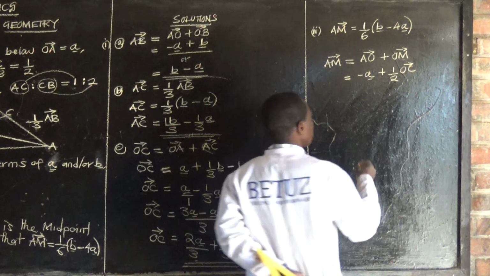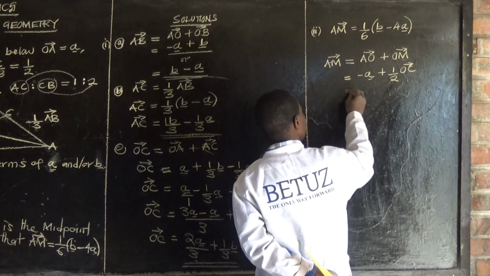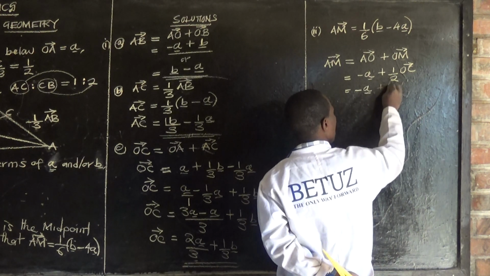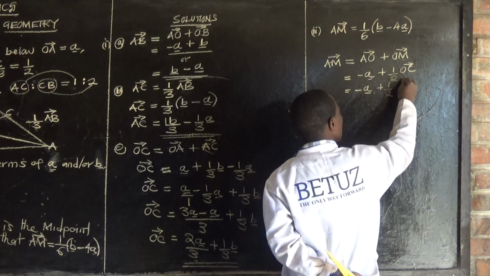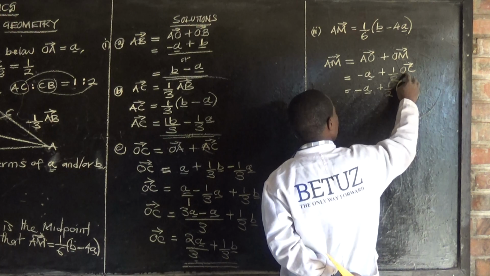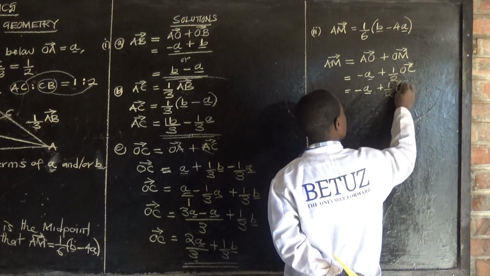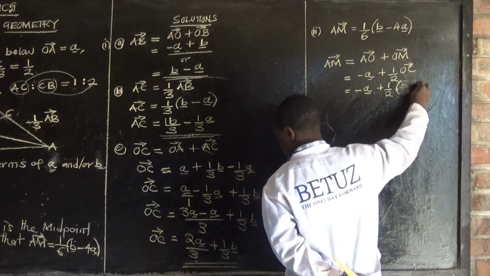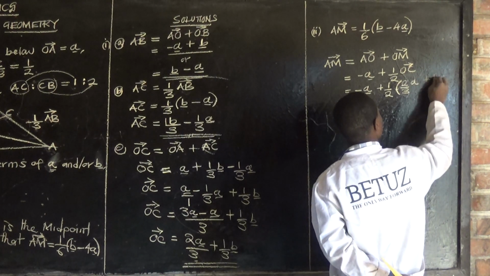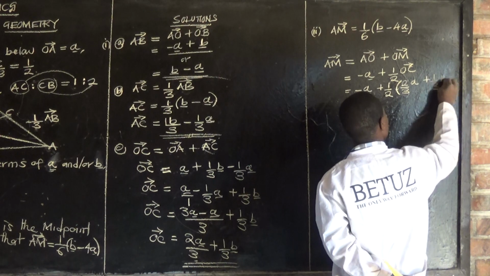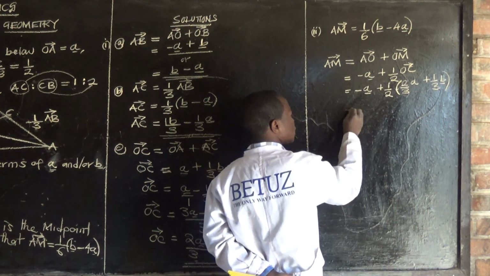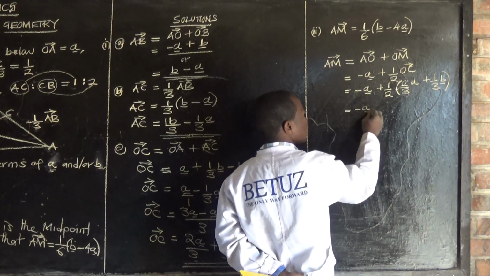So let's try to work out this one. So negative A, then plus 1 over 2. What is our OC, people? OC is what? Is it 2 over 3 vector A plus 1 over 3 vector B? Let's try to work out this one. Okay? Is equal to negative A maintain.